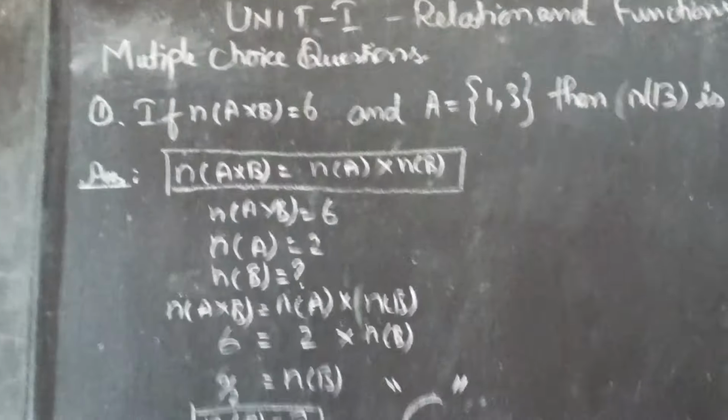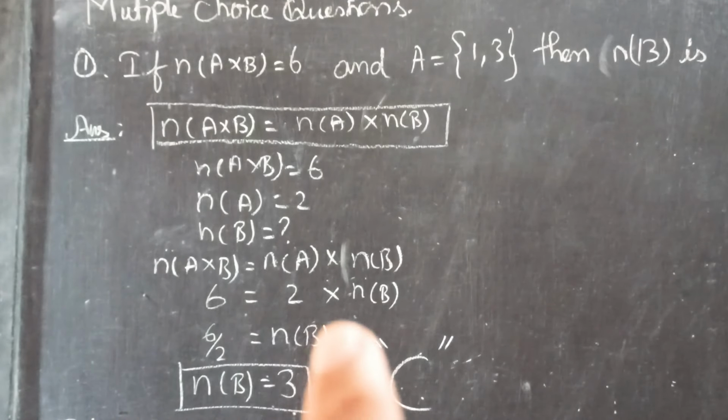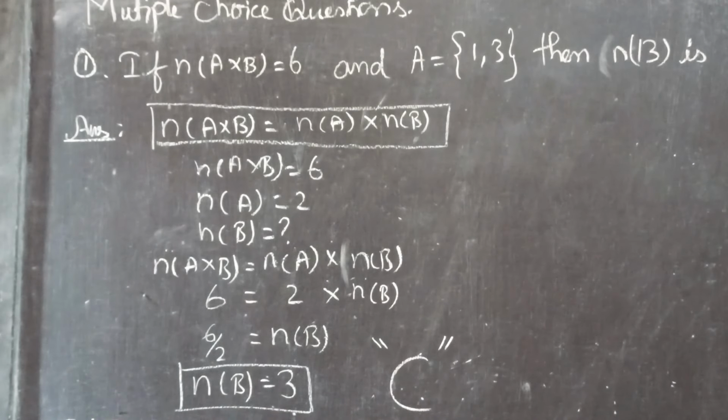So as we substitute the formula, we come to know that n of A cross B is equal to 6, that is 2 into n of B. So we divide by 2 here, so 6 divided by 2 is 3. So the option for it is C.